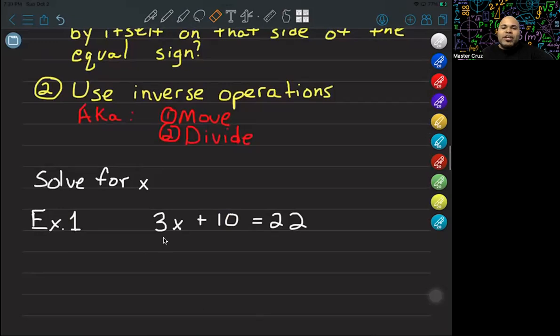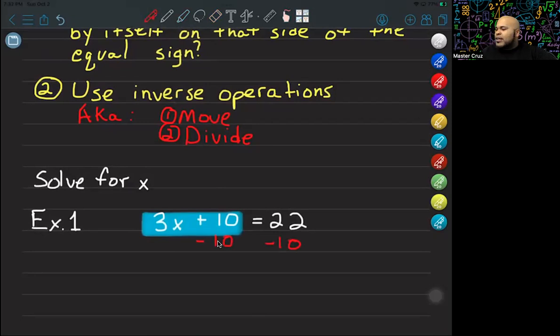Example 1. So we have 3x plus 10 equals 22. We want to know which side is the variable on. Well, the variable is on the left-hand side of my problem. So I'm only going to look at the left-hand side. Why is the x not by itself? Well, it's being multiplied by 3. A number next to a variable means multiplication, and it's being added by 10. So which one of these two numbers do I cancel first? I'm going to cancel the number that's by itself, the 10. The way I do that using my inverse operations, I subtract 10 from both sides.